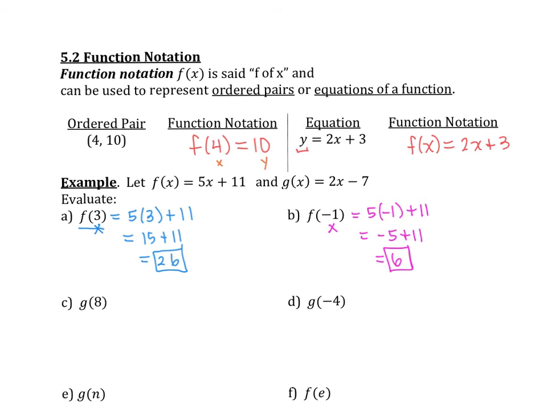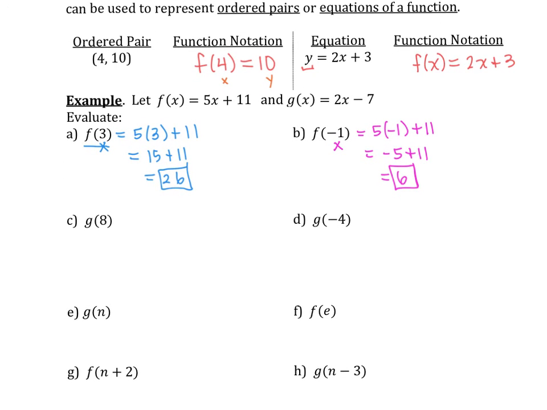Okay, I'm going to go ahead and go to C. C says g of 8 equals, so this is my x value. It's telling me to use the g equation, so I'm going to look here. This is g of x equals 2x minus 7. So now I'm plugging x equals 8 into this expression. Two times 8 minus 7, and then I evaluate it. So g of 8 is equal to 9.